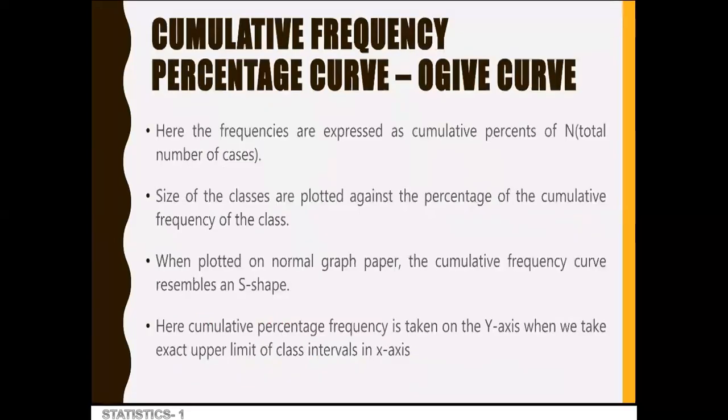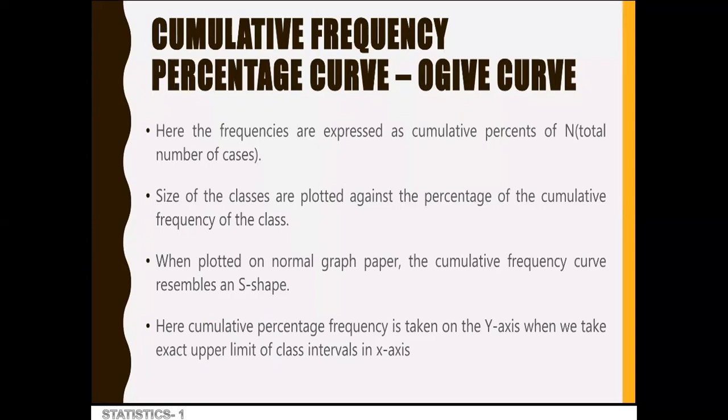The next one is the cumulative frequency percentage curve, also called the Ojai curve. Here the frequencies are expressed as cumulative percents of n, that is the total number of cases. The size of the classes is plotted against the percentage of the cumulative frequencies of the classes. When plotted on normal graph paper, the cumulative frequency curve resembles an S shape. Here cumulative percentage frequencies are usually taken on the y-axis, and the expected upper limit of the class interval on the x-axis.